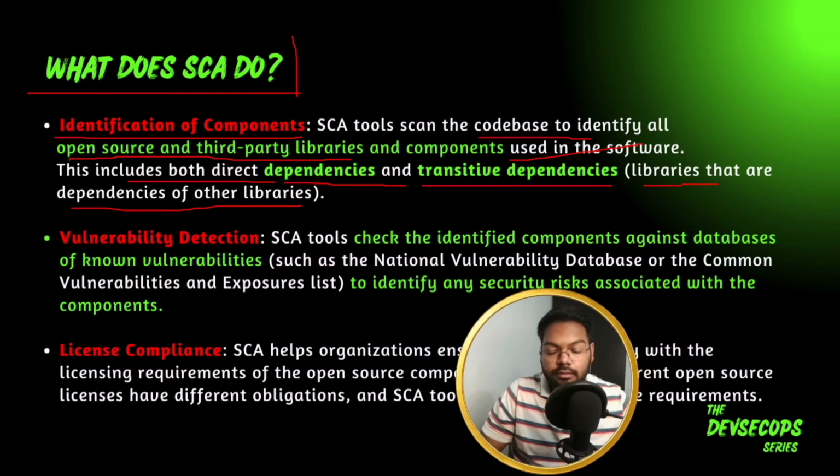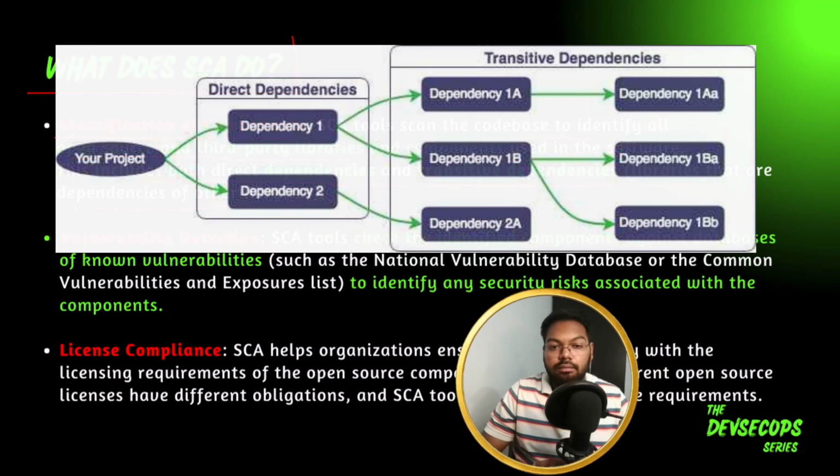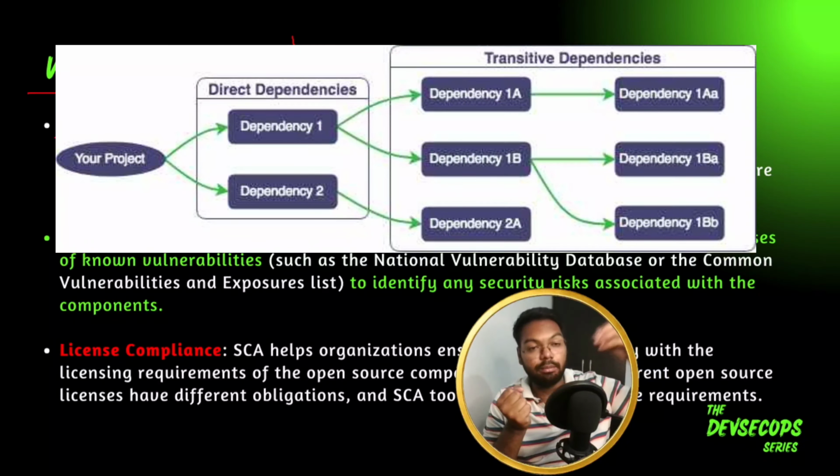Let's say there is one library that you consume. This library might also have consumed another library. So this one is your direct dependency, and the other one which this dependency has used is a transitive dependency.